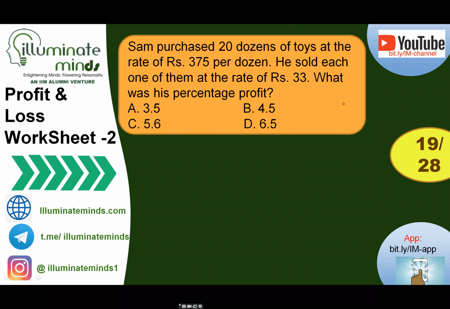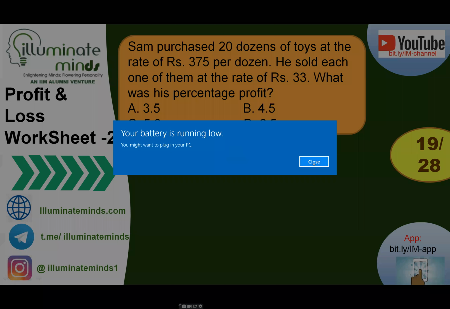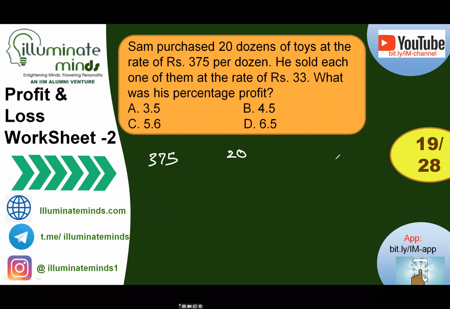Sam purchased 20 dozens of toys at the rate of 375 per dozen. If he sold each one of them at the rate of rupees 33.